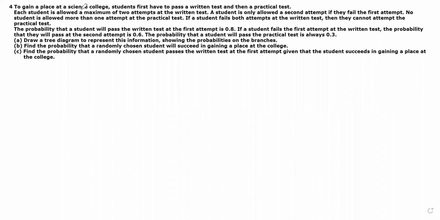To gain a place at a science college, students first have to pass a written test and a practical test. A student is allowed a maximum of 2 attempts at the written test, and the second attempt is only allowed if they fail the first test. No student is allowed more than 1 attempt at the practical test. So they are only allowed 1 practical test.